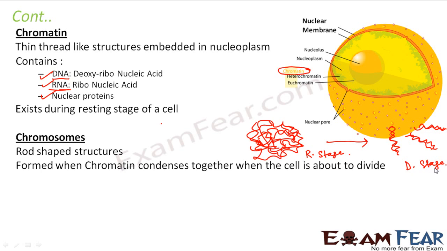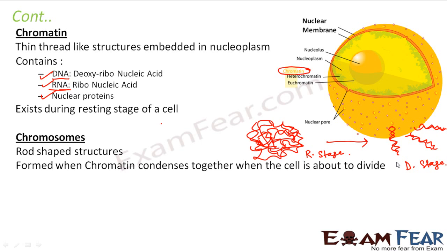So that means the chromatin, which are all thin thread-like structures arranged haphazardly, arrange themselves in pairs and are known as chromosomes during the dividing stage. That means when the cell has plans to divide. So we do not see chromosomes in a cell which is in the resting stage. We can see chromosomes only in the dividing stage. That means only when the cell is about to divide. So chromosomes are rod-shaped structures, as you can see here. When the thread-like structures arrange themselves together in this fashion, you get a rod-like structure.